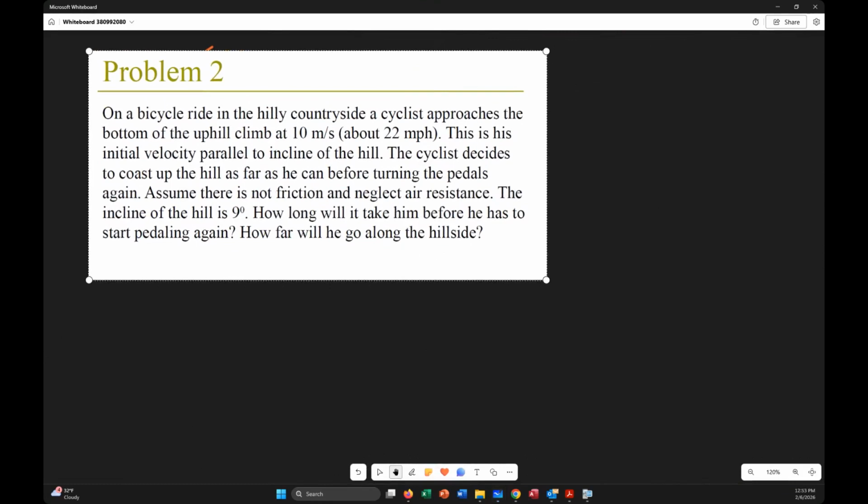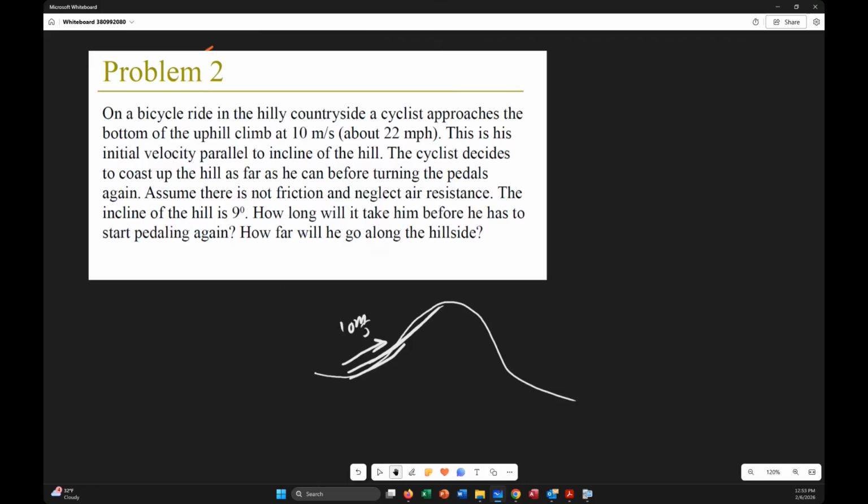Let's hit the record. Okay, so this is again an example of two-dimensional motion. Good. And again, I will read the problem. It's telling a bicycle ride in a hilly countryside. A cyclist approaches the bottom of the uphill, and climbs at 10 meters per second. It's telling that this is the initial velocity parallel to the incline. Let's say this is the incline, and this velocity is parallel to the incline, which is 10 meters per second.